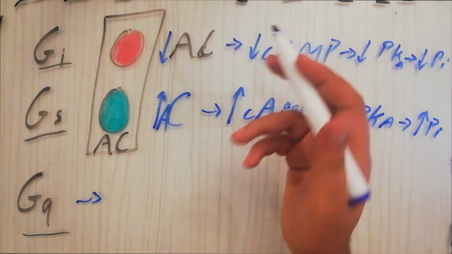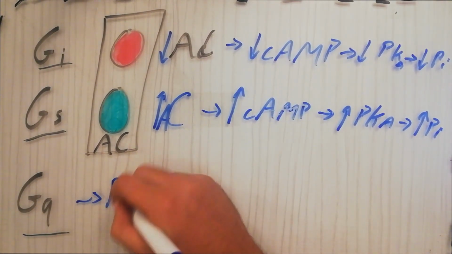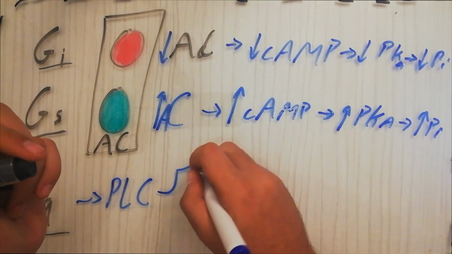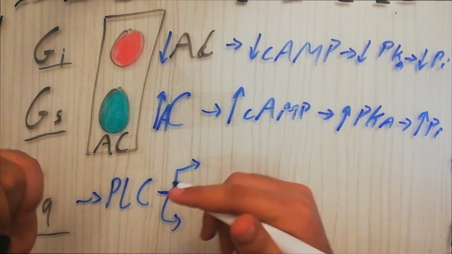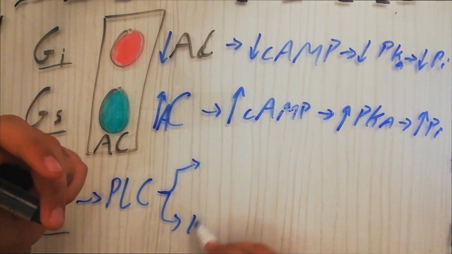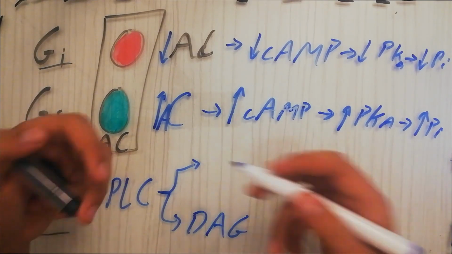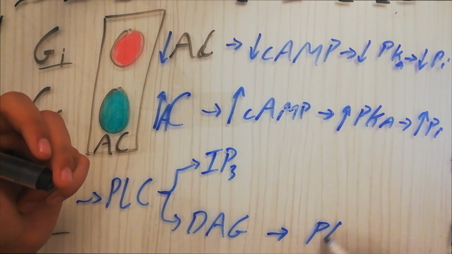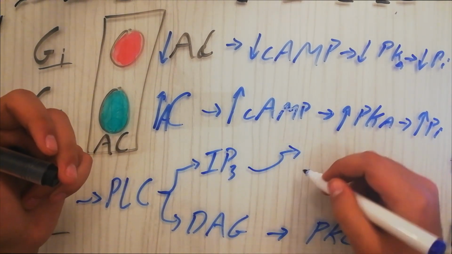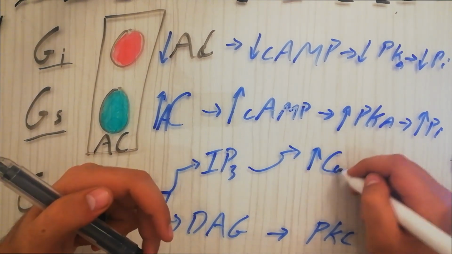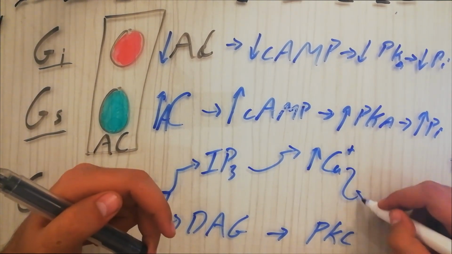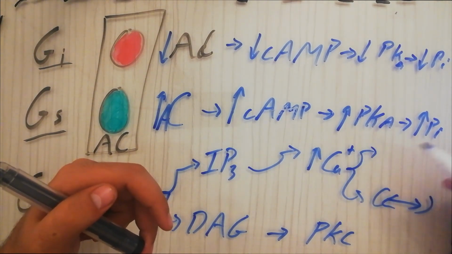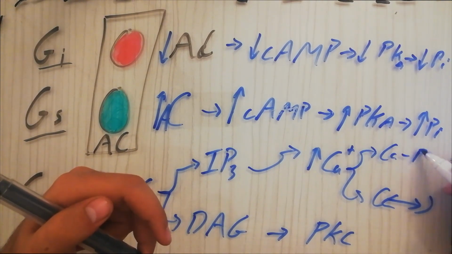Gq coupled is a bit different because it activates phospholipase C, and if you recall, phospholipase C leads to the formation of two molecules, not just one. It leads to the formation of DAG, or diacylglycerol, and inositol triphosphate, or IP3. DAG may then activate protein kinase C, while IP3 increases the calcium levels inside the cell, which may either lead to contraction all on its own, or may cause the activation of calcium calmodulin protein kinase.